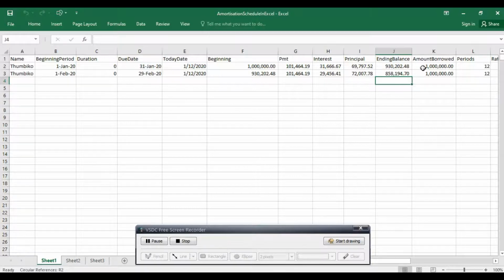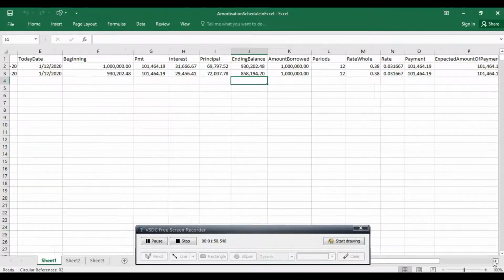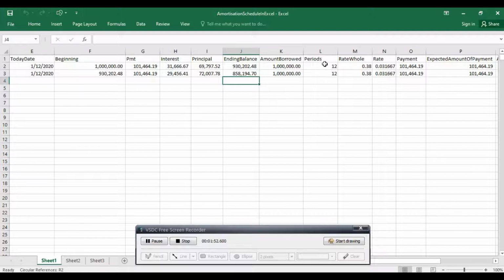The amount borrowed is 1 million. The amount which is to be borrowed by the customer, Tumbiko, is repayable every month. So every month for 1 year, that is 12 months, at a rate of 38%.